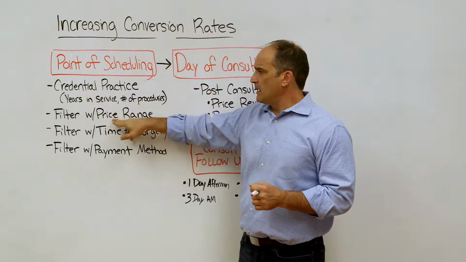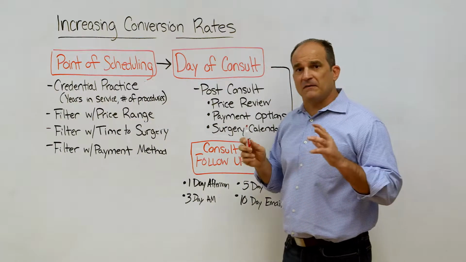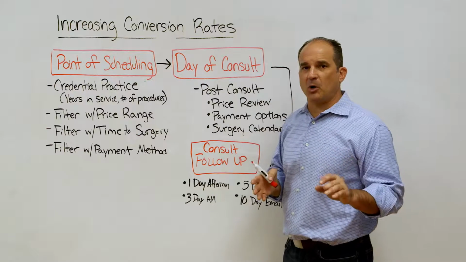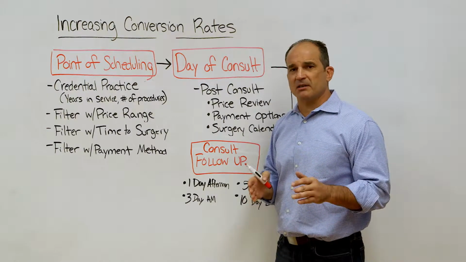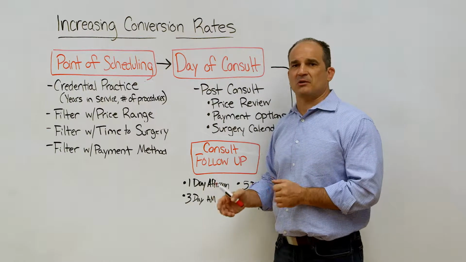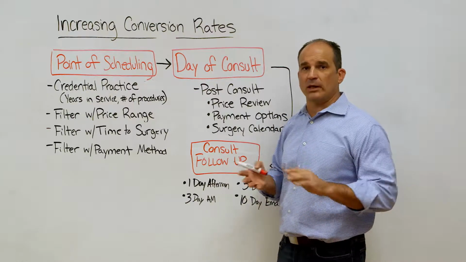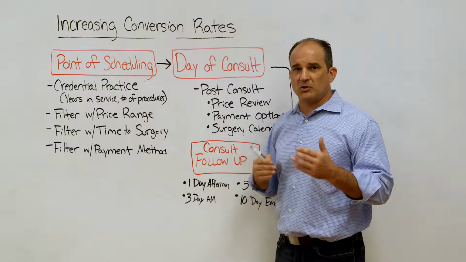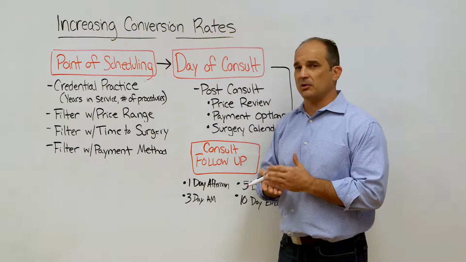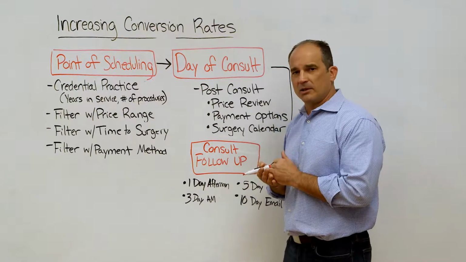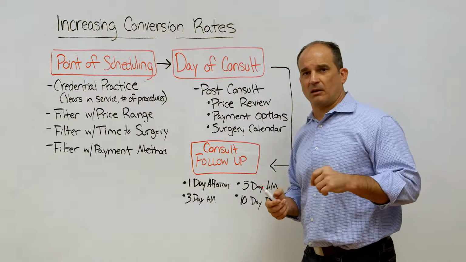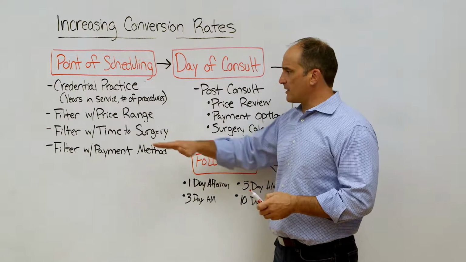Second, filter them with the price range of the service before you put them on the calendar. You don't want to bring somebody in for a $6,000 procedure that thinks it costs $3,000. That's going to waste your time. So you want to provide a price range, which gives you the flexibility to work with the consumer when you find out exactly what they want once they're in. So always provide a price range to filter the consumer based on the cost of the procedure or service.